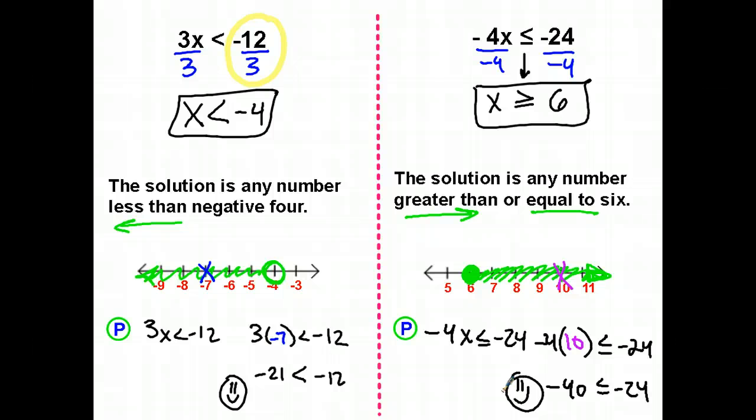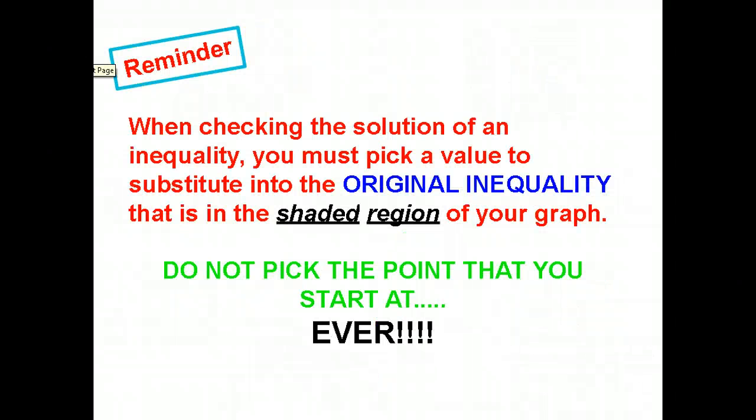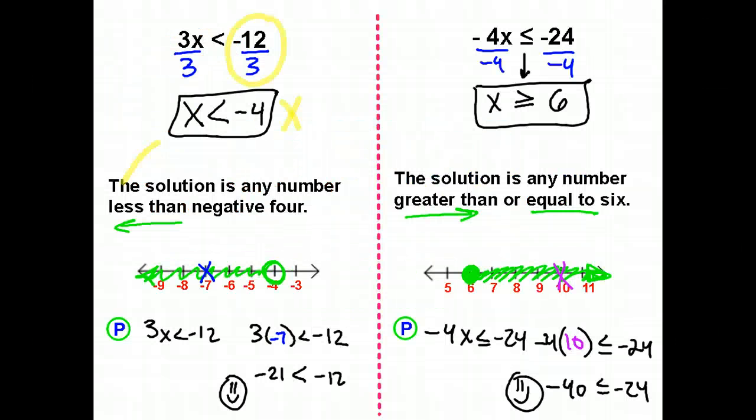So I want to wrap up here with 2 slides that are just reminder slides. I would ask you to copy them down, and it's really important that you have these ideas in your head as you're working through these problems. The first slide is this one, the reminder that when you're checking your solution on an inequality, you must pick a value and substitute it into, that's right, that original inequality. Make sure you're not substituting it into your final solution. So for the problems we just did, it's really important that you don't substitute it here into x is less than negative 4, but that instead you substitute it into here, into that original inequality.